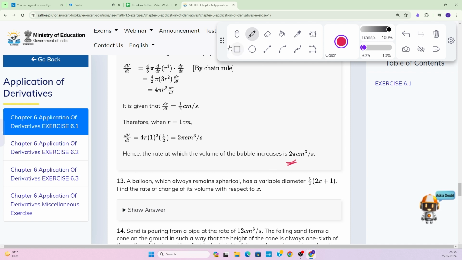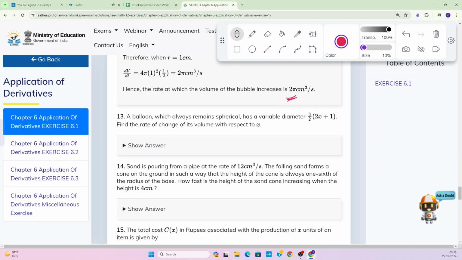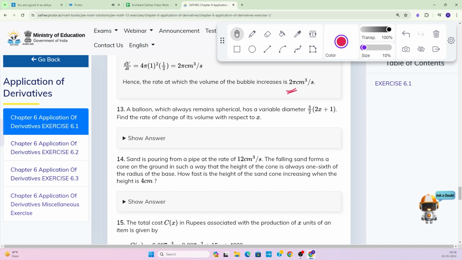So far so good. Now problem number 13. Problem 13 says a balloon which always remains spherical. Now the context is very clear to you. Here we are talking about a spherical thing, which has a variable diameter of 3 by 2 multiplied with 2x plus 1. So the radius means it will be 3 by 4 times 2x plus 1. That's it. You have to find the rate of change of volume with respect to x.